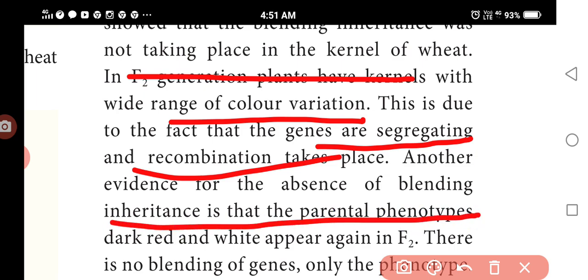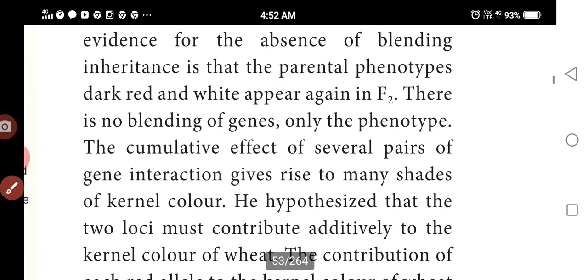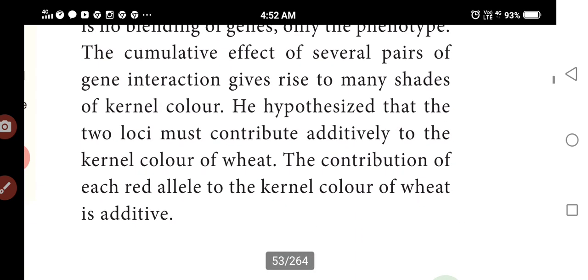The parental phenotypes, dark red and white, appear again in the F2 generation. So there is no blending of genes here, only the phenotypic ratio. The cumulative effect of several pairs of gene interaction is seen in the kernel color, and it is hypothesized that it appears in the red color only.